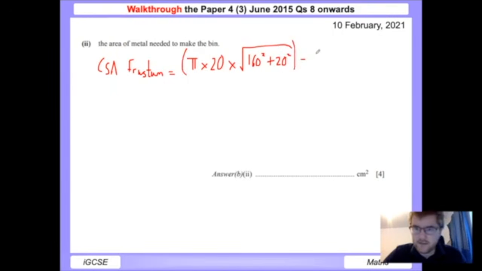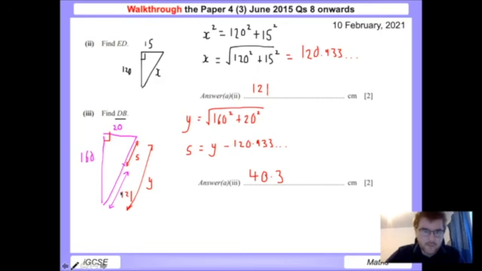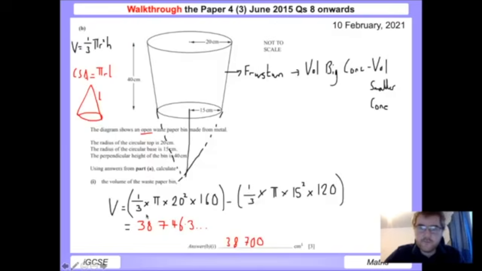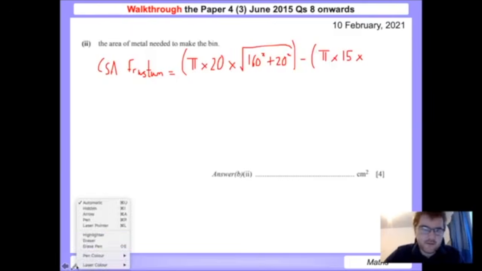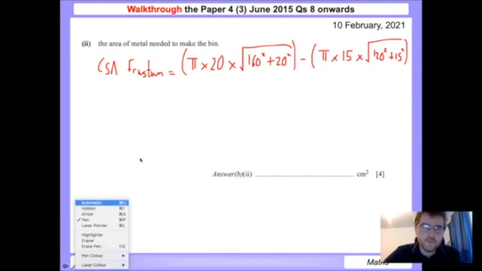Then we're going to minus the surface area of the smaller one. So that was pi times 15, and then the diagonal length. So let's go back. I think it was ED? It was ED, so it's this one here. I'm trying to avoid rounding errors as long as I can in everything. That should be a plus. This calculation works out the curved surface area of the frustum.